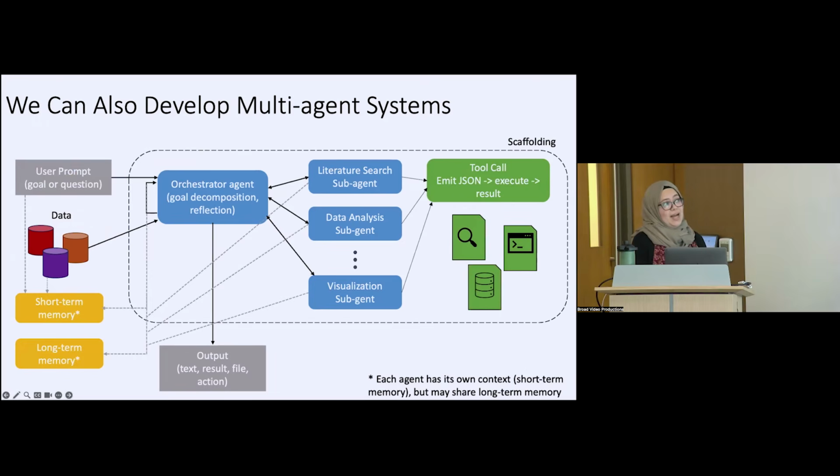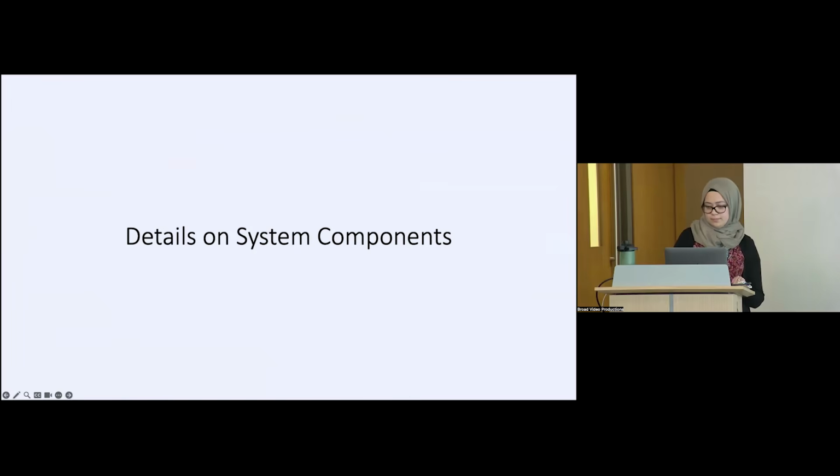You can also have multi-agent systems. So in this diagram, I'm abstracting away the context box just to make things a little bit simpler. But in this setting, you can essentially have multiple LLMs, which represent specialized sub-agents that perform particular tasks. And you can also have an orchestrator agent, which performs goal decomposition and coordinates between the sub-agents. So now that we gave an overview about what components go into the system, I'd like to get into more detail on each one.